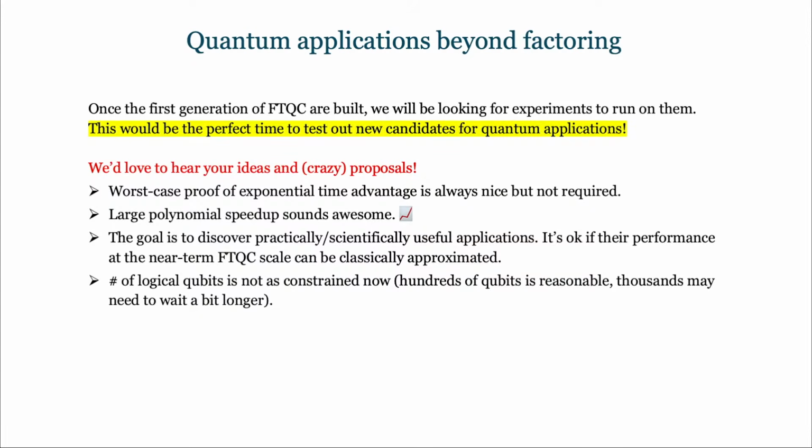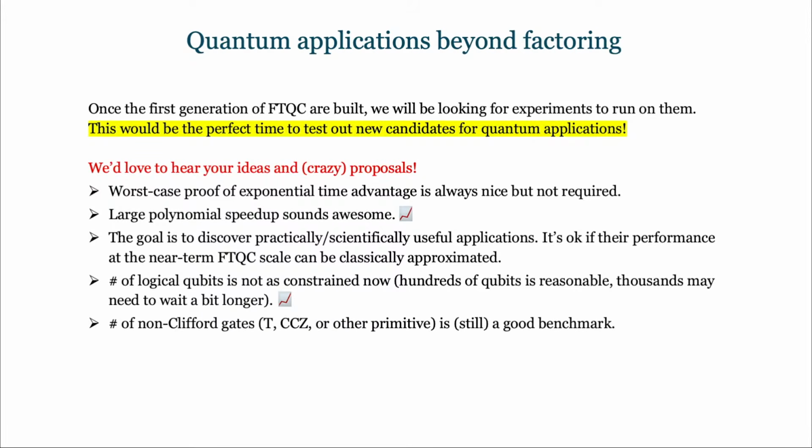This is one of the big things that changed over the past few years. Previously, when we thought about early FTQC, we'd say, oh, maybe we'll have 10 logical qubits, maybe we'll have 50 logical qubits, maybe we'll be running like 10^4 operations, and that'll be it. But now, we're talking about hundreds of logical qubits. Thousands of logical qubits may need to wait a little longer, but the space is not as constrained now.